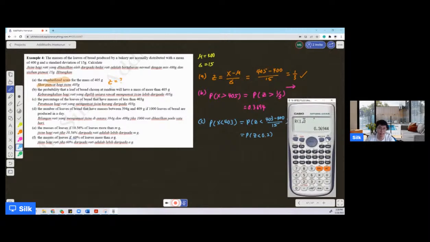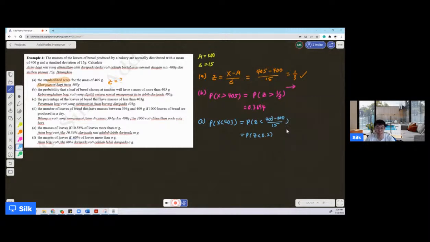Because it's less than, so I change. Okay, if you can see, it got P, Q, R, right? R is go to the right side. P is go to the left side. So I choose P. Press 1. And then I put 0.2. Press equal. I get the answer, 0.5793. That's all. You don't even need to use your table to make your life more complicated.